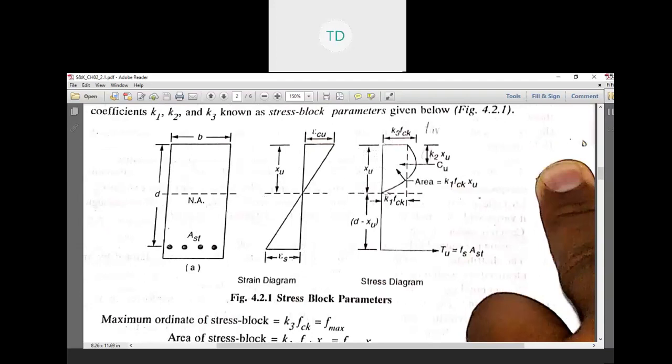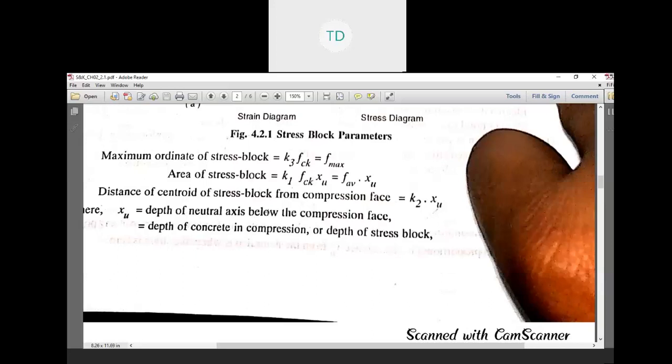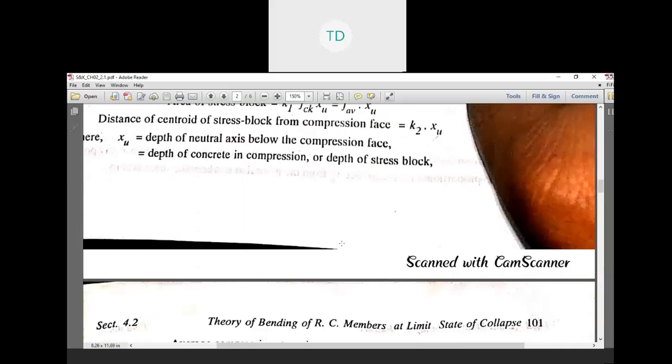This is a perfect neutral axis in a reinforced concrete structure in which the ratio of concrete and steel is perfect. Maximum ordinate of stress block K3 fck is equal to fmax. Area of stress block K1 fck XU, favg into XU. Distance of the centroid of the stress block from the compression face is K2 into XU, where XU is equal to the depth of neutral axis below the compressive face, depth of concrete in compression or depth of stress block.